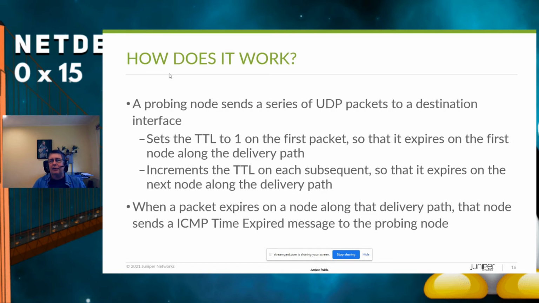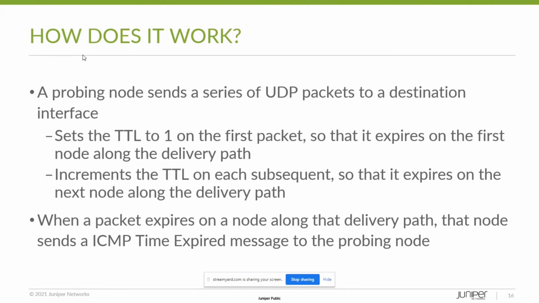So let's talk a little bit about how Traceroute works. A probing node sends a series of UDP packets to a destination interface. On the first packet, it sets the TTL to 1, so it expires on the first node along the path. On each subsequent packet, it increments the TTL, so it expires on the next node along the path. When a packet expires on a node along the path, that node sends an ICMP time expired message to the probing node.